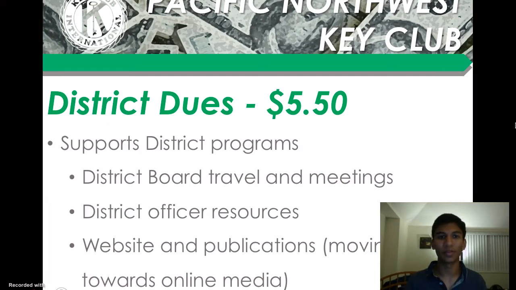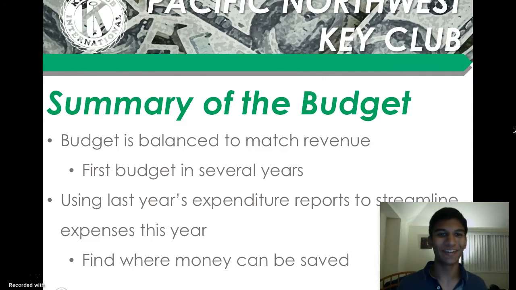So that basically covers the basics of district dues. There are a lot of administrative costs as well, including supplies, things like that. So just summarizing the budget, the budget is balanced to match the revenue, which is slightly under $100,000 each year.